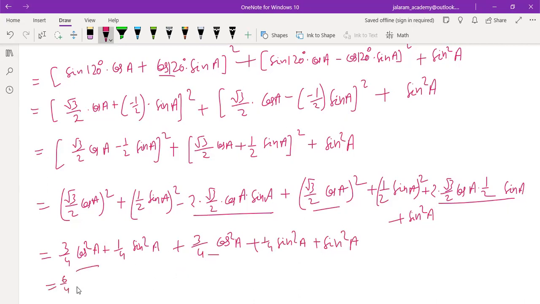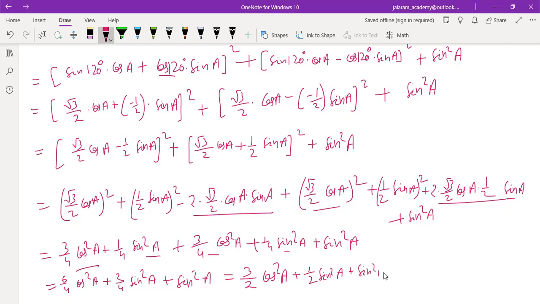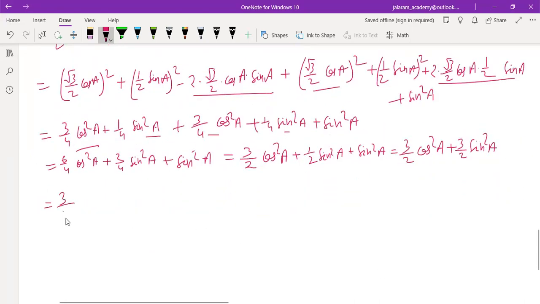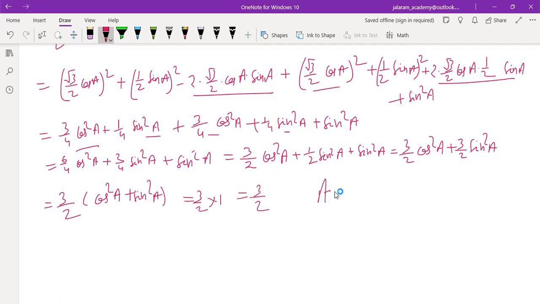cos square A is 6 by 4 cos square A, plus 1 by 4 sine square A plus 1 by 4 sine square A is 2 by 4 sine square A, plus last term sine square A equals to this, 6 by 4 means 3 by 2 cos square A plus 2 by 4 means half sine square A plus sine square A. Half sine square A plus sine square A is 3 by 2 sine square A. So 3 by 2 cos square A plus 3 by 2 sine square A. When you take 3 by 2 common, 3 by 2 into cos square A plus sine square A. And we all know that sine square A plus cos square A is 1. So it is 3 by 2, which is the answer.